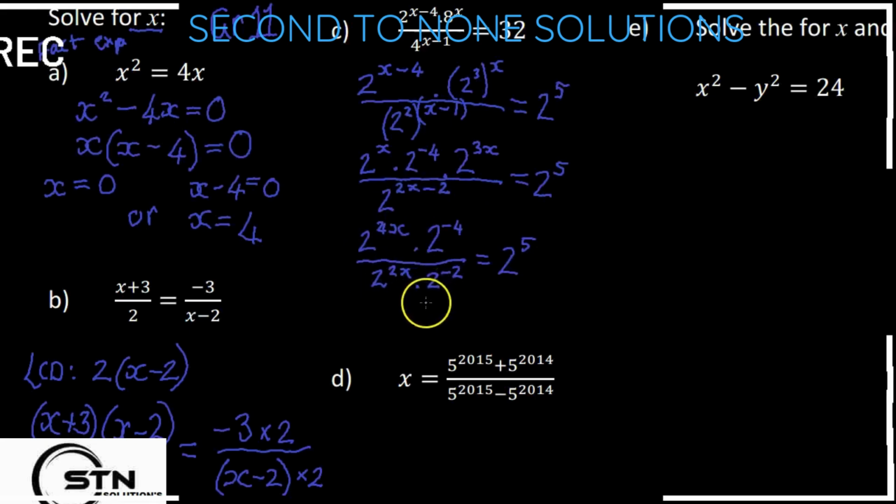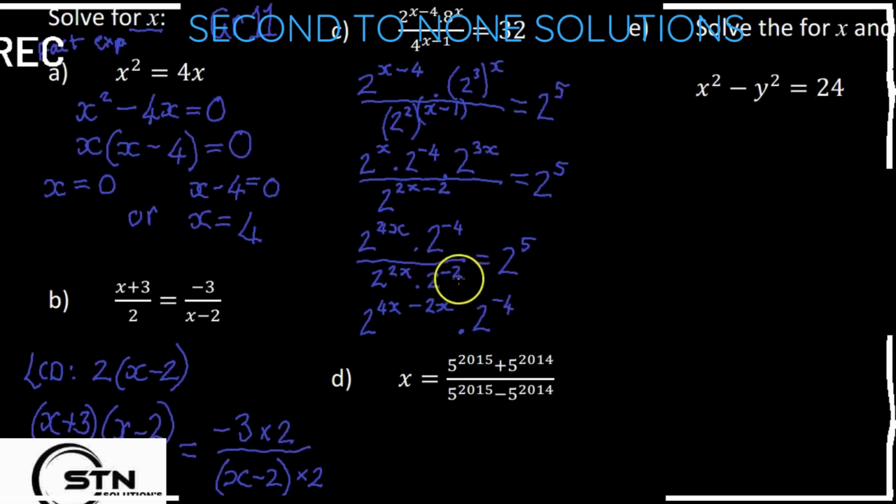Now I'm going to fiddle with it a bit. I'm going to do some cancelling and all sorts of stuff like that. I'm actually just going to bring things to the top. So let's do that. 2 to the power of 4x minus 2x, why? Because that comes to the top and then we subtract it. Then we've got 2 to the power of negative 4.